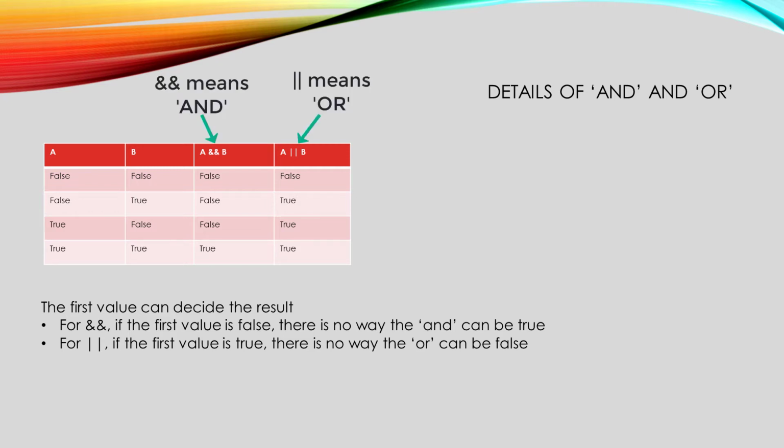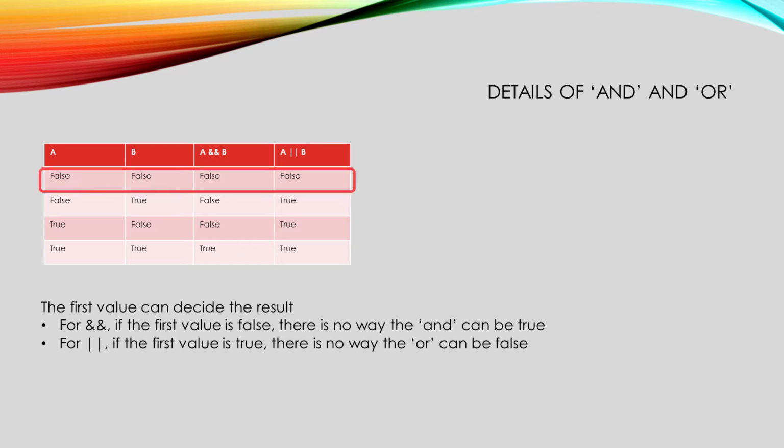Each of them has two operands, A and B. Each row in the table shows one possible pairing of values for those two operands, and then gives the value of A && B and A | B.